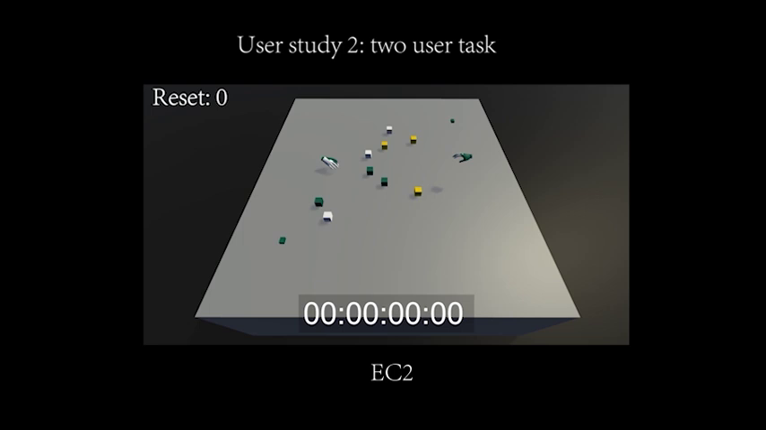EC2 is with strategy 2, which only takes into account the objects owned by the current user. The left user grabs the prop of a virtual object and places it in the most important position, which is a bad place for the right user. Then the right user has to reset the hand to move the object in the next interaction.